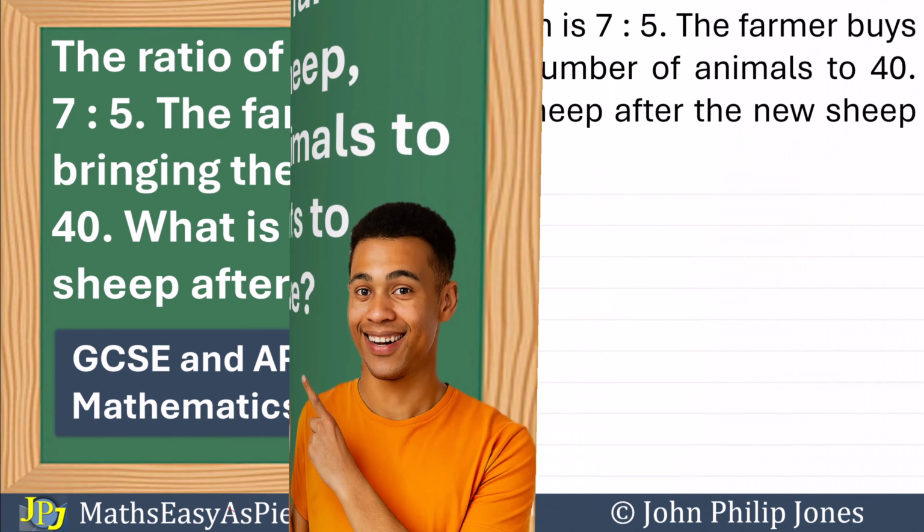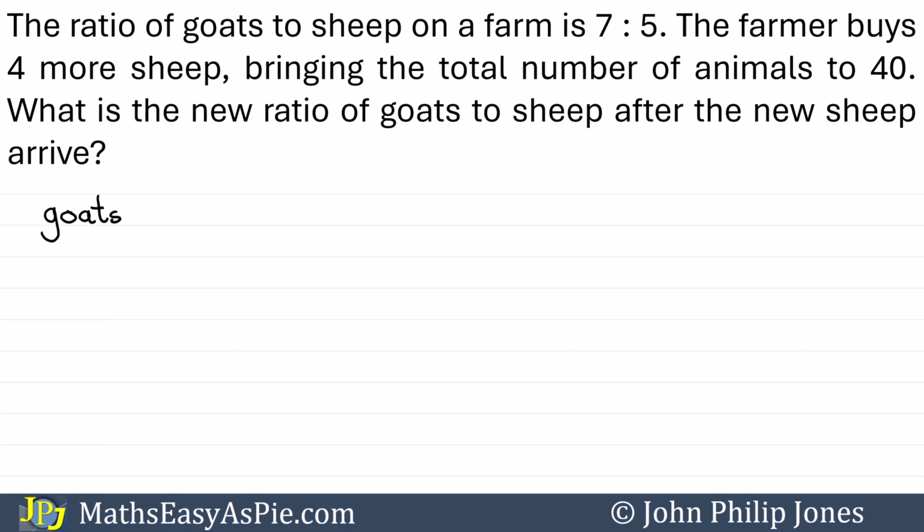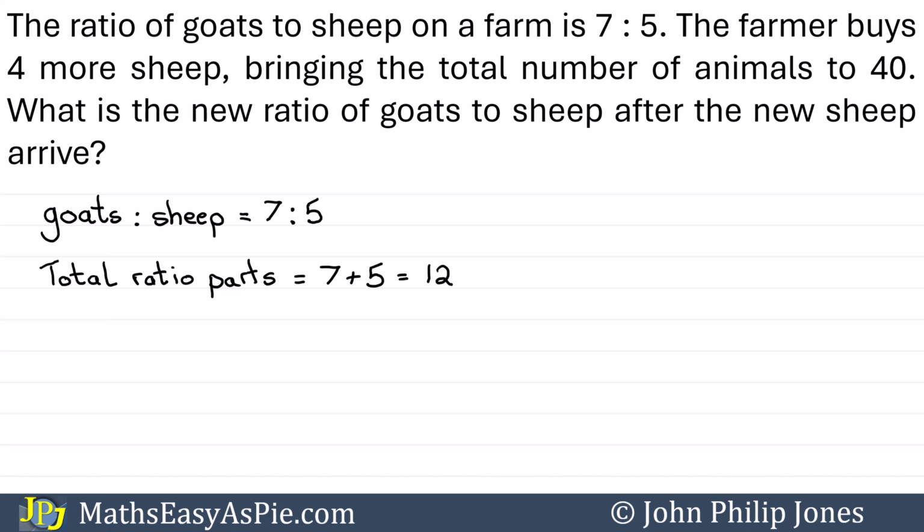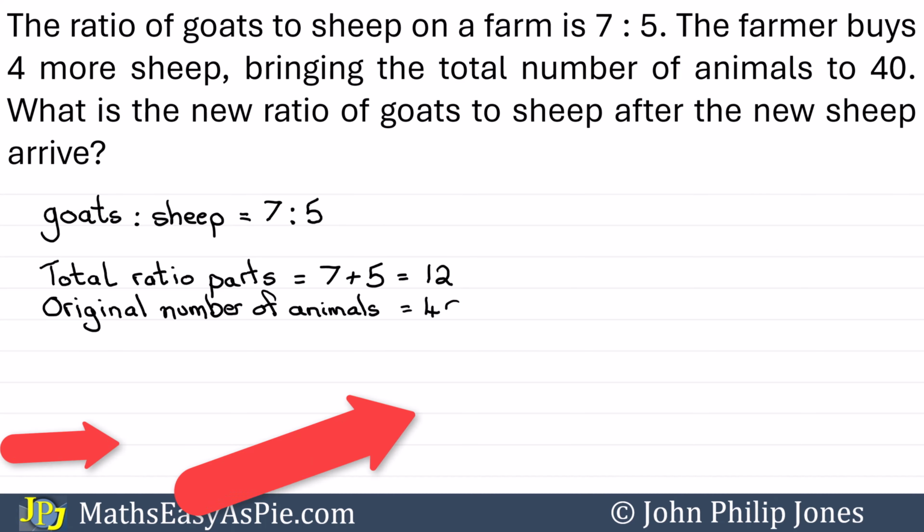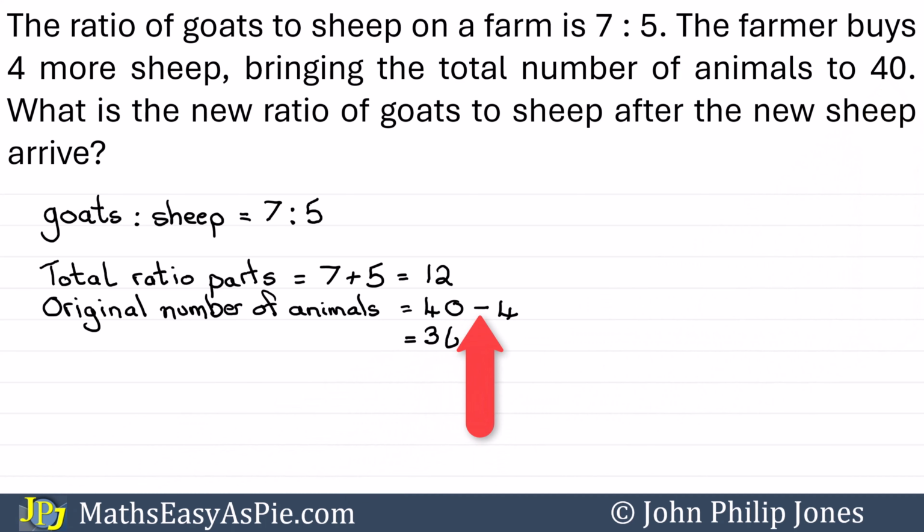Moving on to the solution, the ratio of goats to sheep is 7 to 5. The total number of ratio parts is 7 plus 5, which we can see is 12. The original number of animals is equal to the number of animals we currently have, which is 40, minus the number of sheep we've added. Consequently, we have 36 original animals.